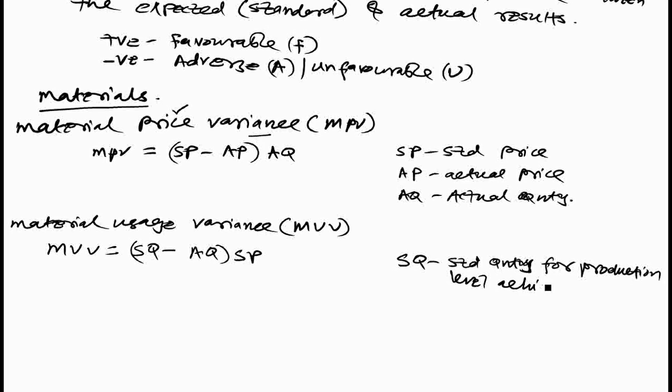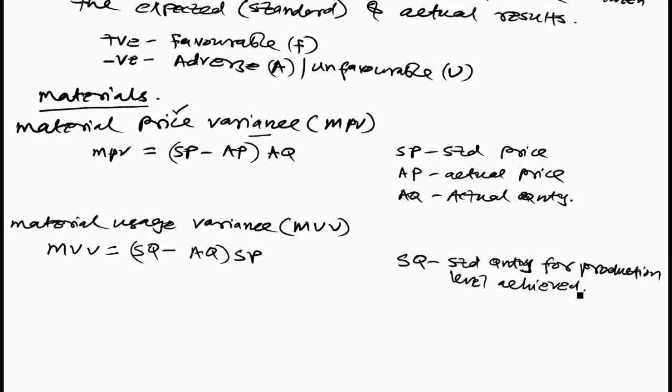Now, what do you mean by production level achieved? Maybe the question said that one final good needs 2 units of material X, and the actual production level achieved was 10,000 units. So the standard quantity per unit was 2, but for the production level achieved, times 10,000. So that will give us the standard quantity for production level achieved.